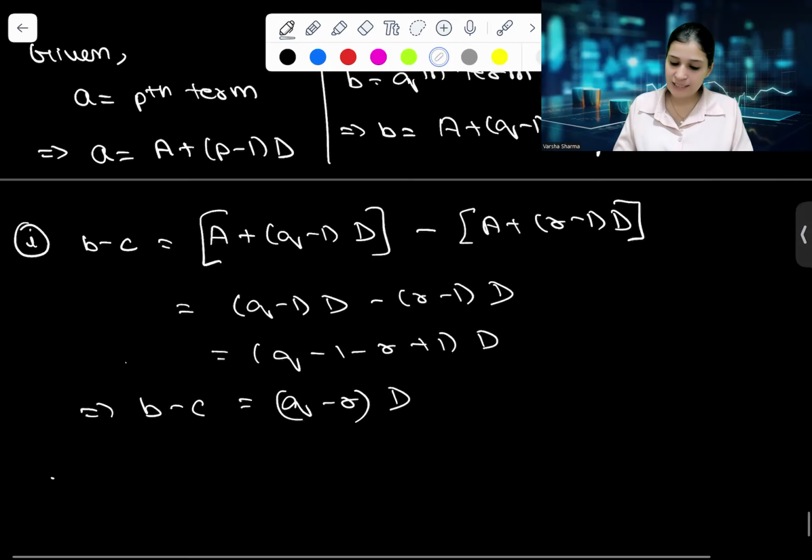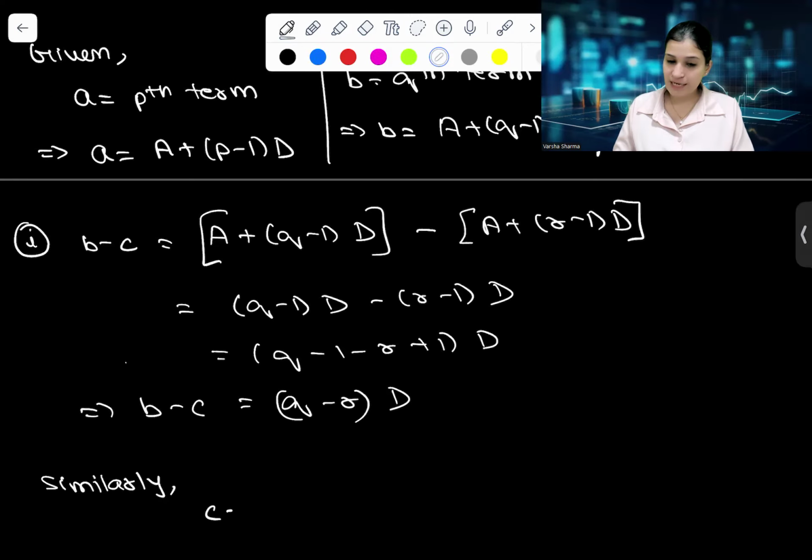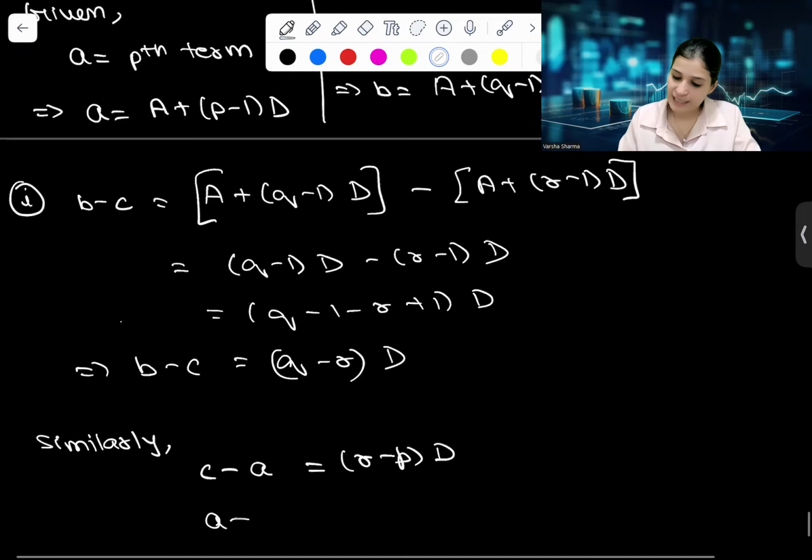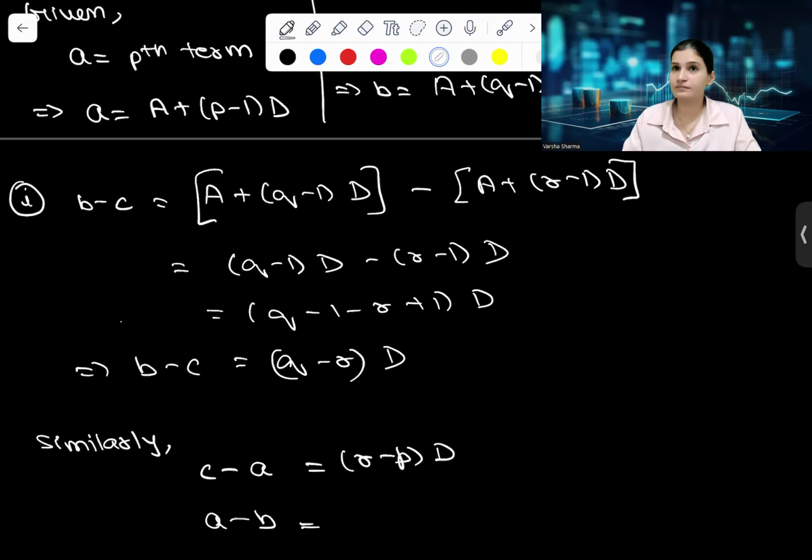So can I not similarly say C minus A will be, B was qth term, C was rth term. So B minus C was Q minus R into D. What would be C minus A? R minus P into D. Very good. What would be A minus B? P minus Q into D. Now, let us put these values in LHS.